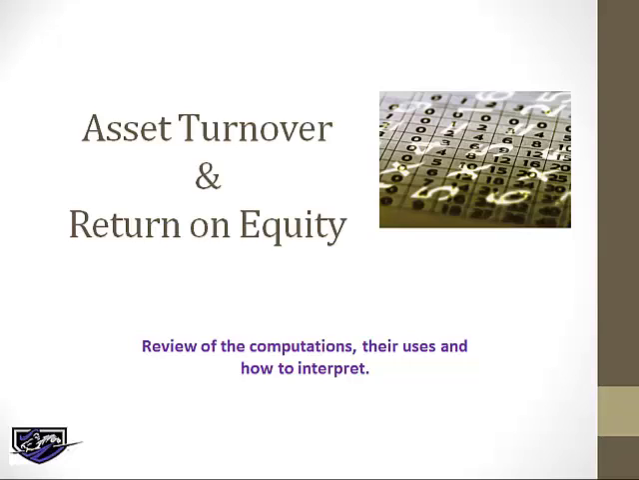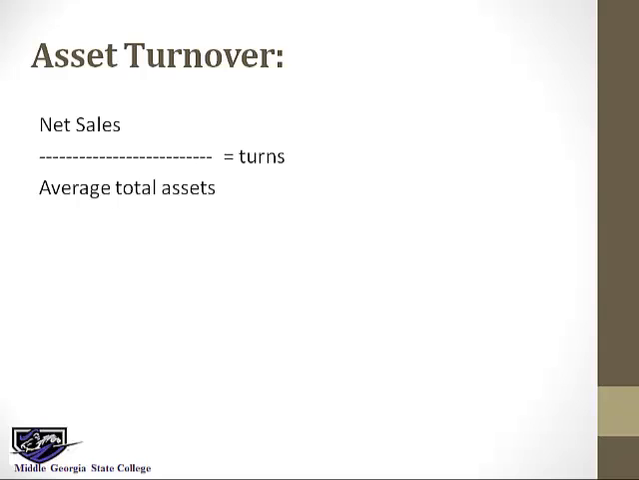We're going to go over asset turnover and return on equity, two of the ratios in financial statement analysis. Asset turnover is net sales over average total assets. So let's go get these for General Mills.